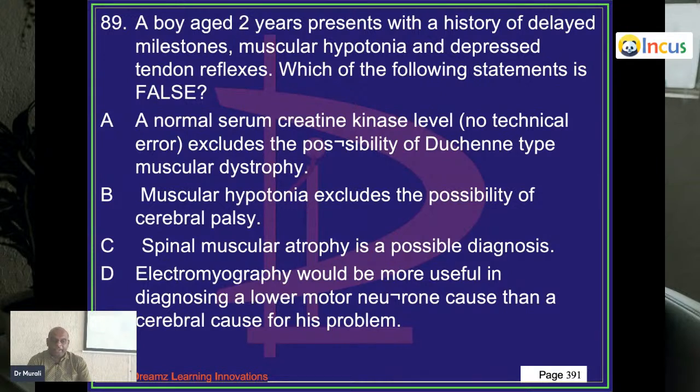A boy aged 2 years, delayed milestones, muscular hypotonia, depressed tendon reflexes, right? So all these are spinal muscular atrophy. And any normal CPK excludes the diagnosis of Duchenne's muscular dystrophy.